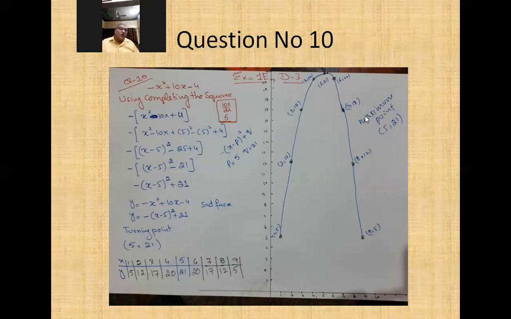Okay, so you know this, what I will do, I told you that the x square must be positive. So what I will do, from this expression, I will take minus common.